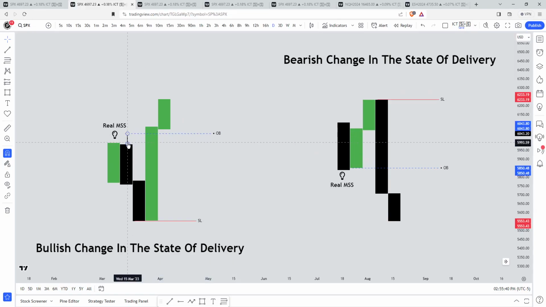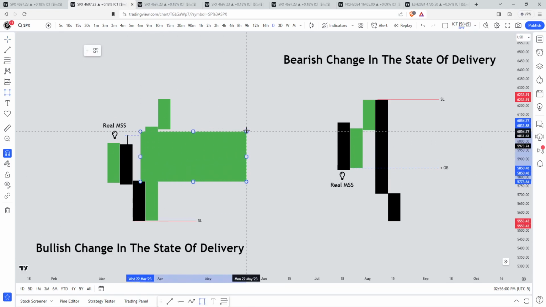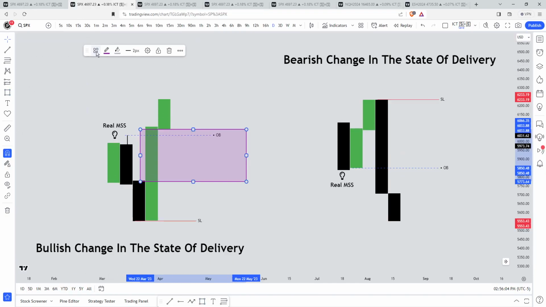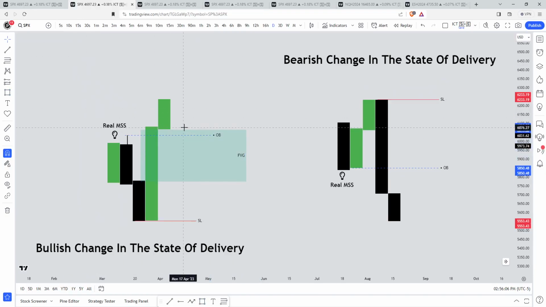For some reason, it's not letting me put it in the middle there, but if I'm looking at a bullish change in the state delivery, I want to see price close. Now, I've seen ICT just refer to the open of this, and he just wants to see price close above that. For this model, I strictly wait for price to close above the upper wick of the order block. I also look for price to create a fair value gap after it does that, or kind of as it's doing that. So label this BISI.